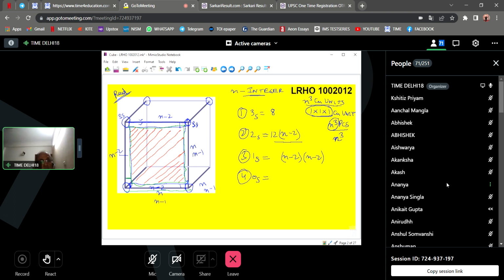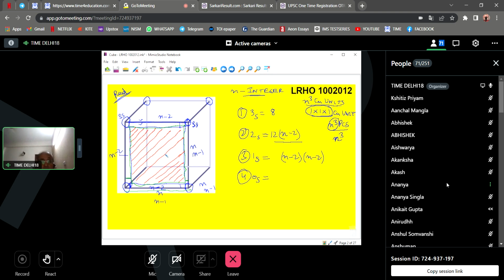एक यहाँ पे पीस है और एक यहाँ पे पीस है. तो यहाँ कितने रह गए? n minus 2. Similarly, n minus 2 for this also. So how many pieces are there within this? n minus 2 multiplied by n minus 2. Total कितने हो गए एक फेस पे? n minus 2 into n minus 2.